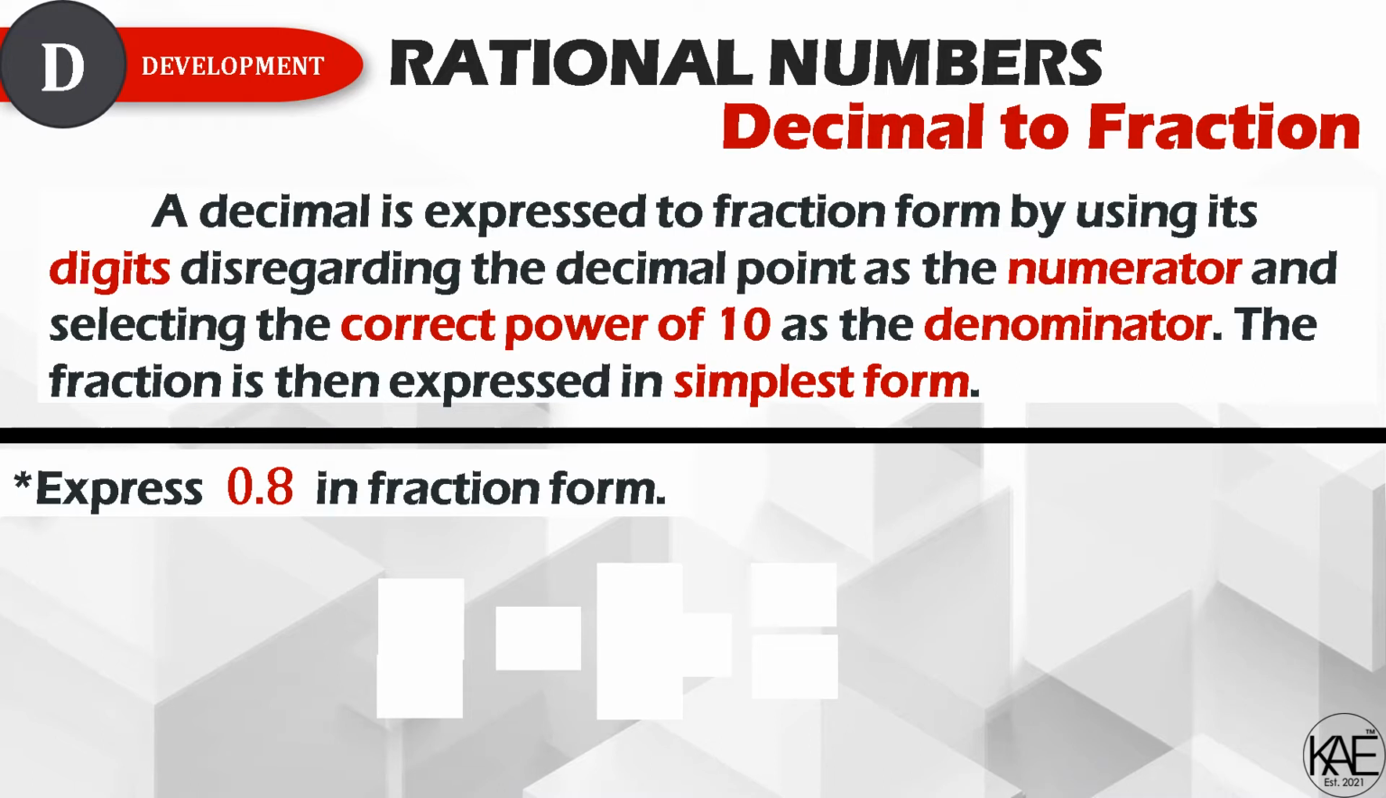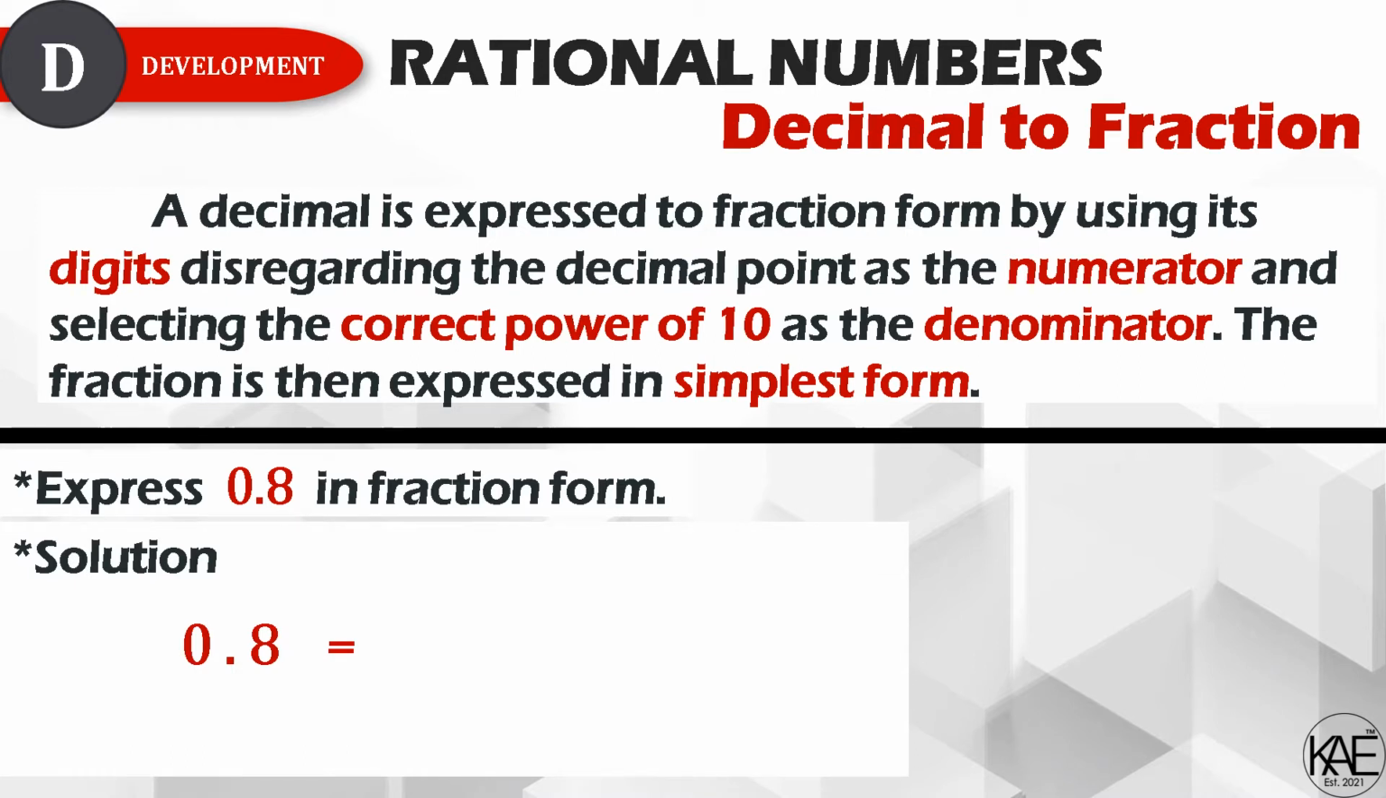First, we copy the digit which will become the numerator. Then we count the decimal places to identify the power of 10. Since we only have one decimal place, that means 10. Therefore, the denominator will be equal to 10.